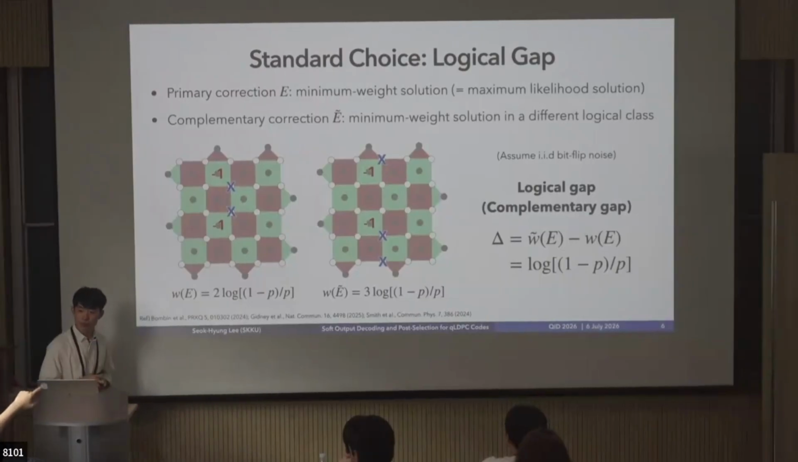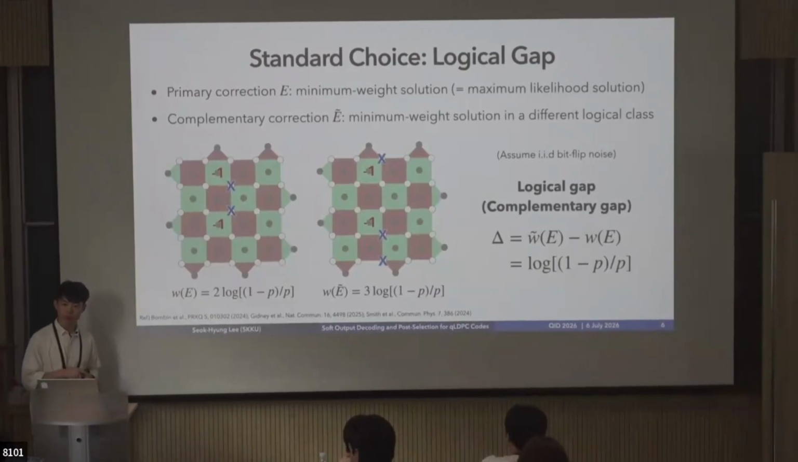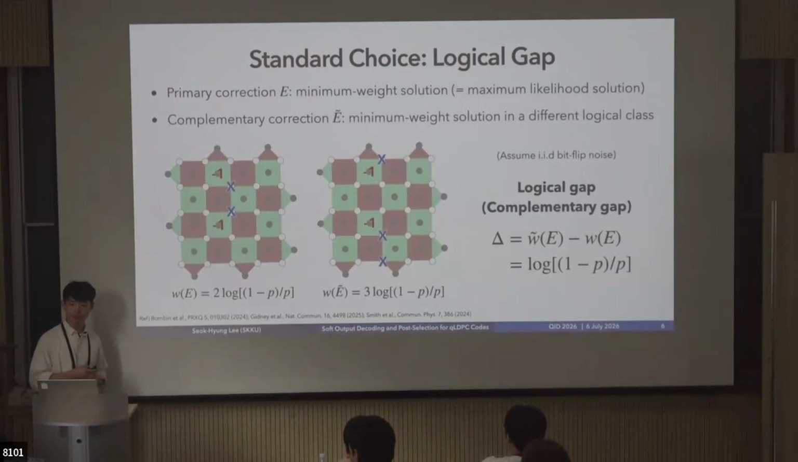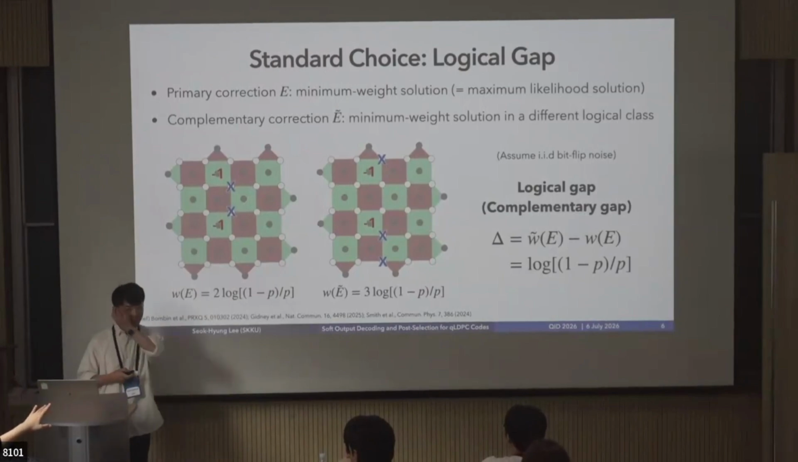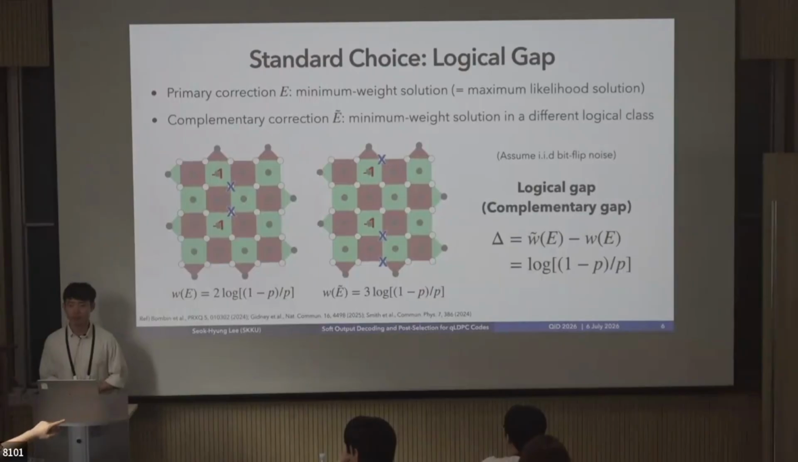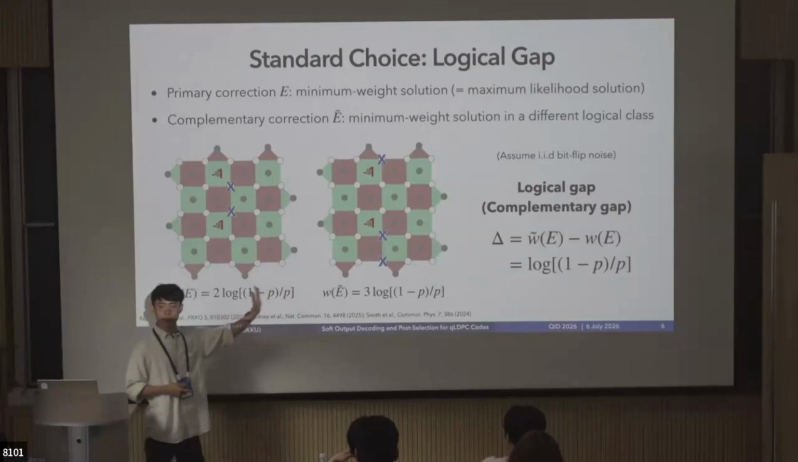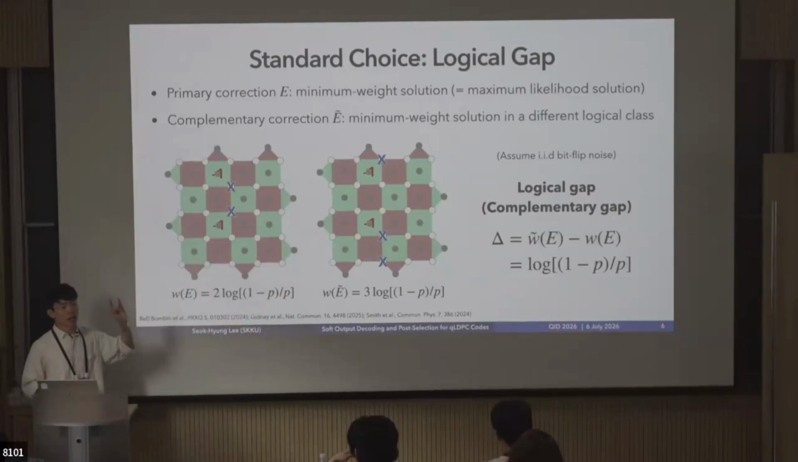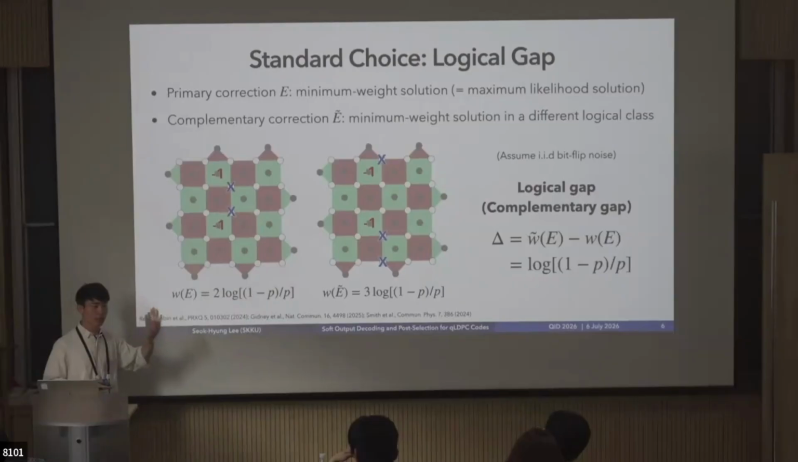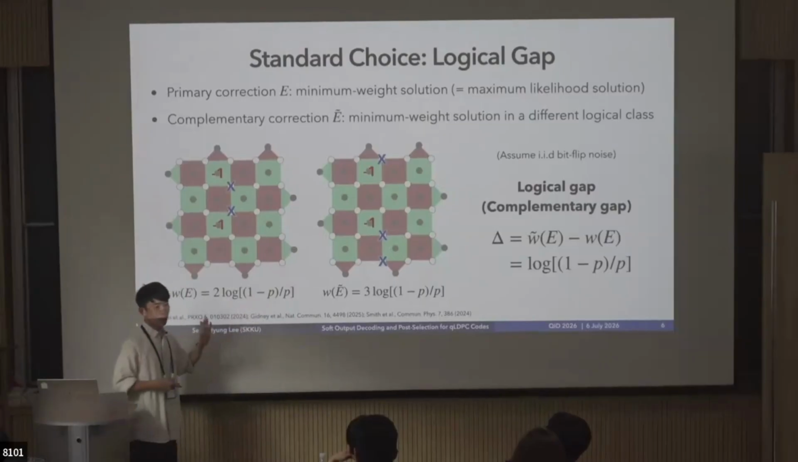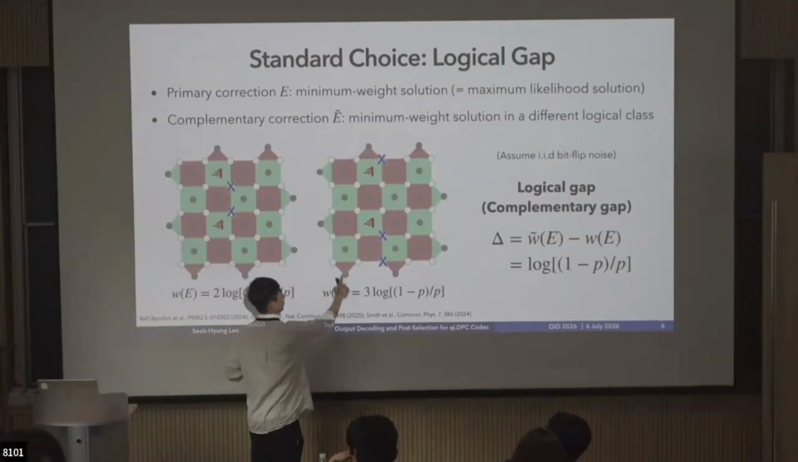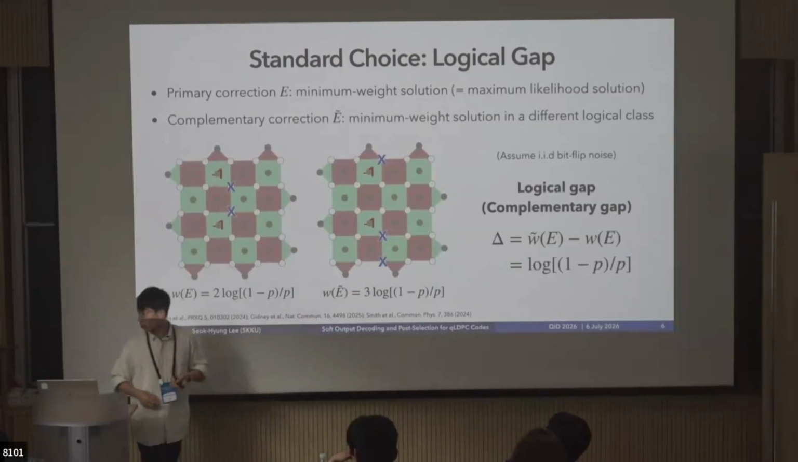I guess the first solution can be easily obtained by just running minimum weight perfect matching. So given this solution, how can you get this complementary correction? Yeah, that's a very good question. To do that, we need additional defects, additional detectors, additional checks for the logical constraint. In the case of the surface code, it is very simple. We just add one additional boundary check.